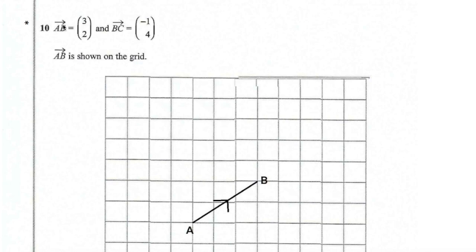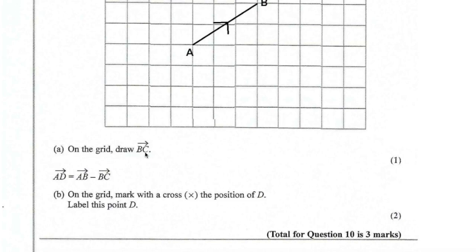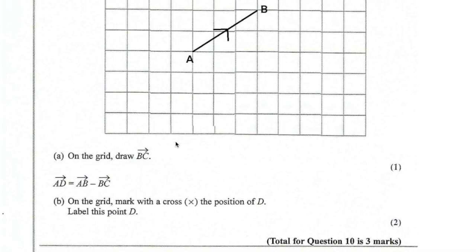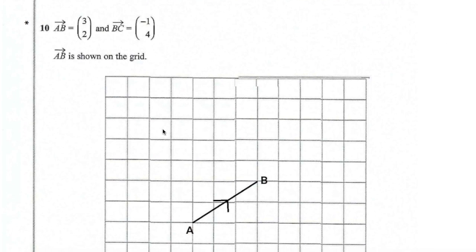Question 10 says the vector AB equals 3, 2, and the vector BC equals minus 1, 4. Vector AB is shown on the grid. Part A says on the grid draw vector BC. So we have this vector minus 1, 4. So the minus 1 is the horizontal movement. So we need to go from B minus 1 to the left, and 4 is the vertical movement, and a positive 4 means we need to go up 4. So we need to go left 1 and up 4, and that will be C. And so BC is this line here.